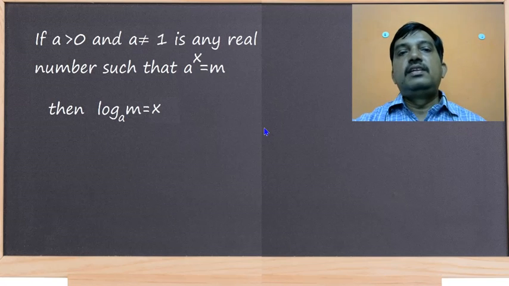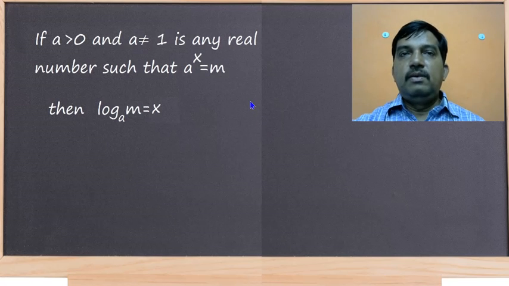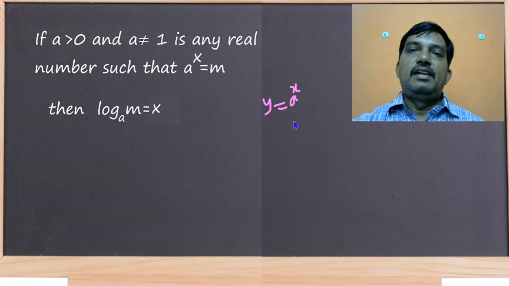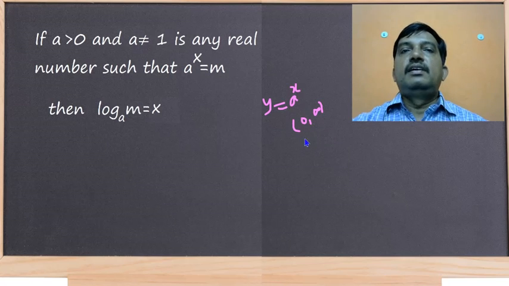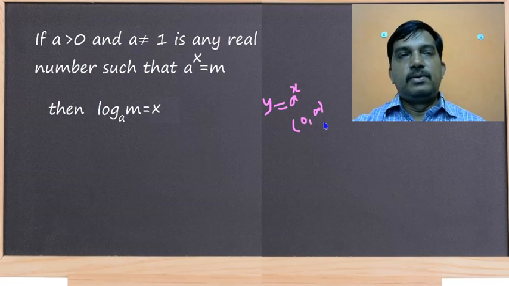Hello students, in the previous video I explained the exponential function. When you take the exponential function y is equal to a power x, you should know the domain of the function, and the domain of the function is the real numbers. It is defined for all real numbers, and the range is 0 to infinity. The range of this function is 0 to infinity, and a power x is always positive.